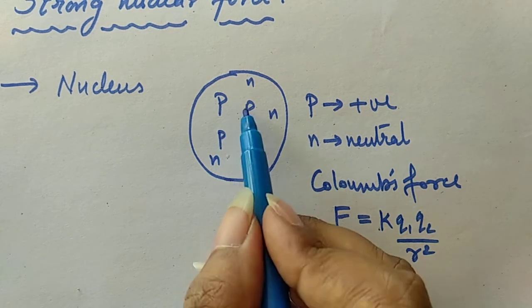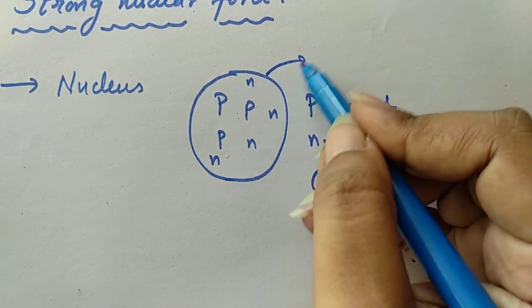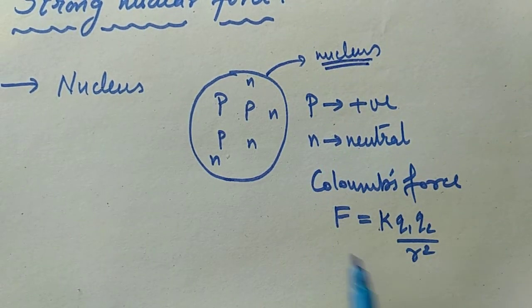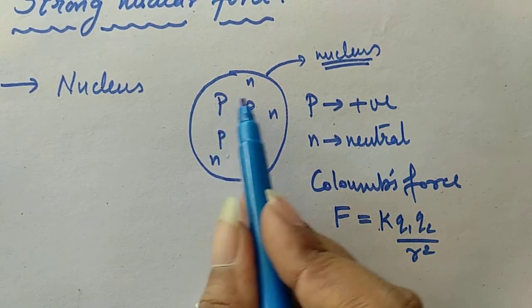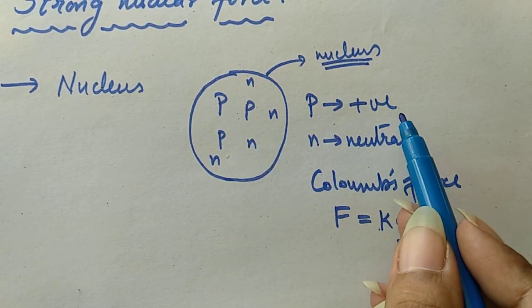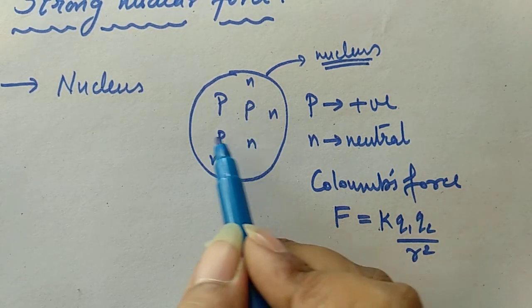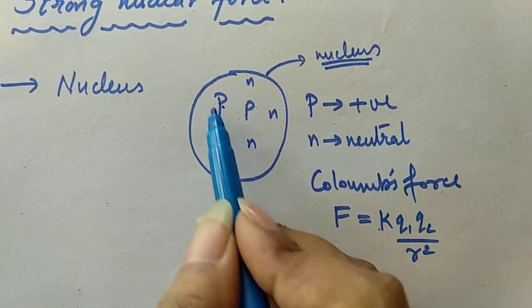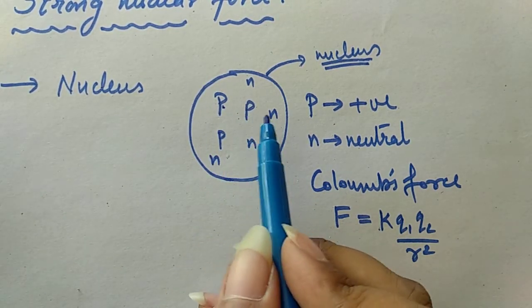So between all these protons within the nucleus, what acts is this Coulomb's force. And this Coulomb's force will be repulsion if the charges are like, and it will be attraction if the charges are unlike. Here all the protons have positive charge, so they are like charges. So between all these protons, this Coulomb force will be repulsive in nature. In fact, what will happen inside this nucleus is that all these protons will be pushing each other away.